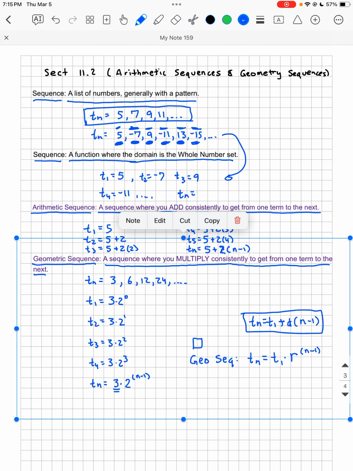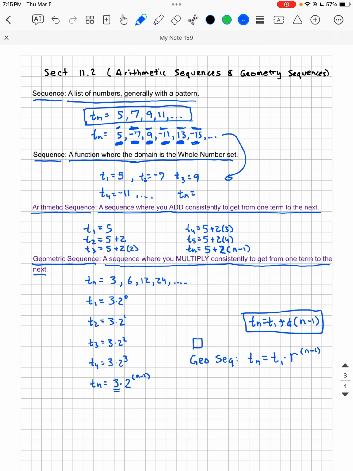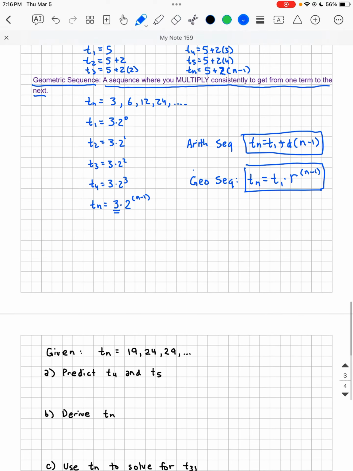So let me take all these and drag this one down. Those are going to be the equations that we're going to be working with. That first one right there is going to be the arithmetic sequence equation. And this is going to be our geometric sequence equation. And let me get rid of this weird box that's just kind of in the way. All right, so here we go.